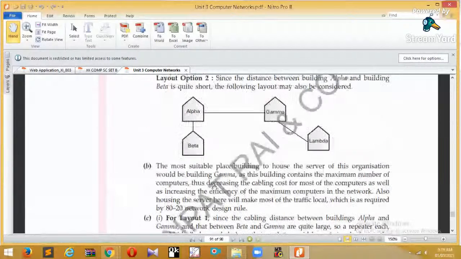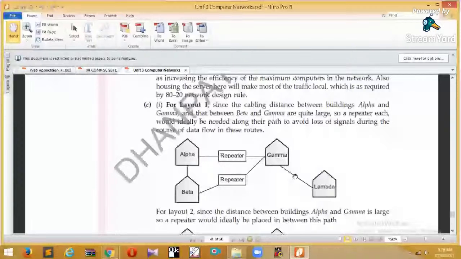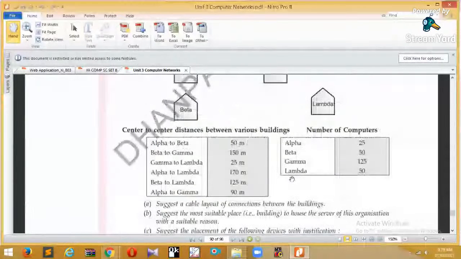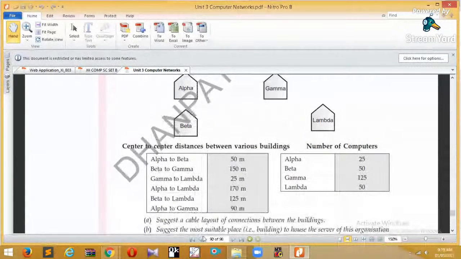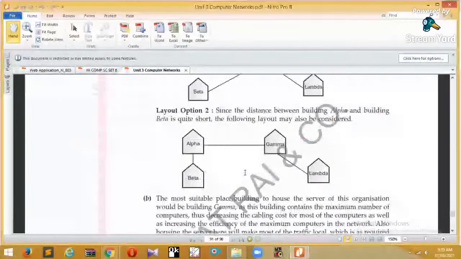Now why here are two repeaters placed? Why, for lambda, are no repeaters placed here? The answer, you can think from this point. You can see from gamma to lambda, the distance is very less. That is how much? 25 meters. So for that purpose, the signal strength will not be lost, or simply signal strength will be intact. But from gamma to alpha and beta, the distance is quite larger. So for that purpose, we need to place the repeater to amplify the signal strength.